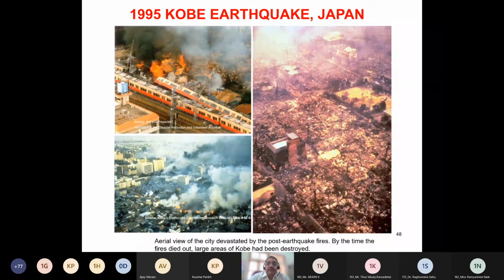Then 1995 Kobe earthquake in Japan. The earthquake occurred early morning. So a lot of damage occurred because of the fire. People were preparing breakfast and using fire. So this fire spread very fast. Aerial view of the city devastated by the first earthquake fires. By the time the fires died out, large areas of Kobe had been destroyed.